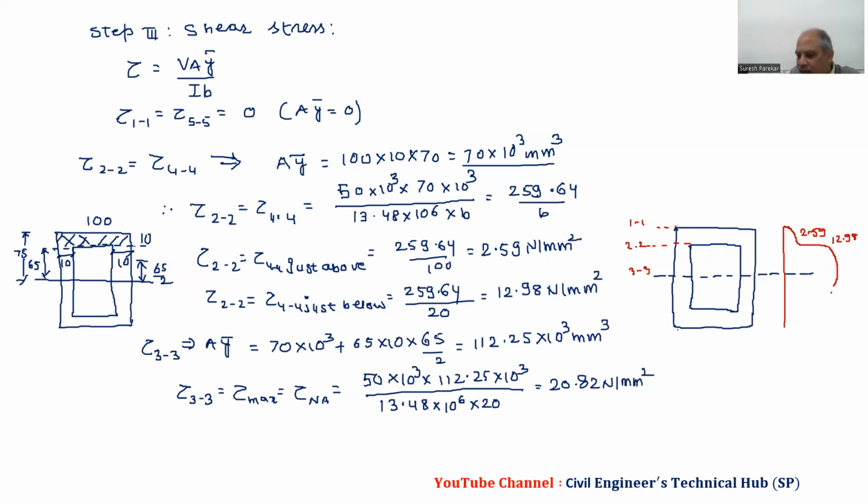And we have this value 20.82. Then again the same value we have, 12.98 over here. Then we have 2.59 over here, and then 0. So likewise we have to draw the shear stress distribution diagram. And the maximum value is 20.98.